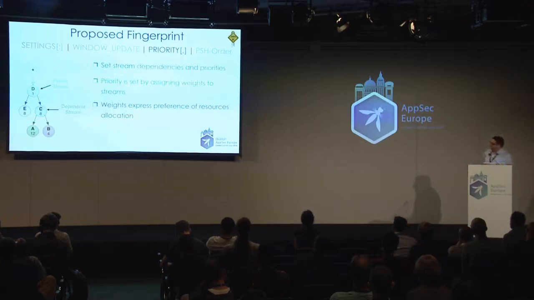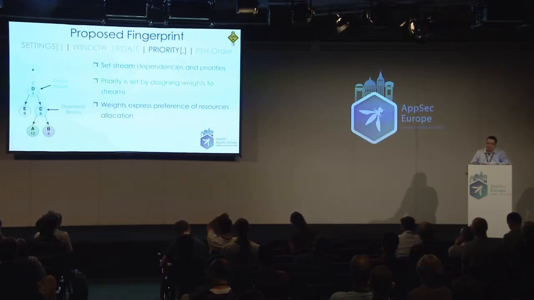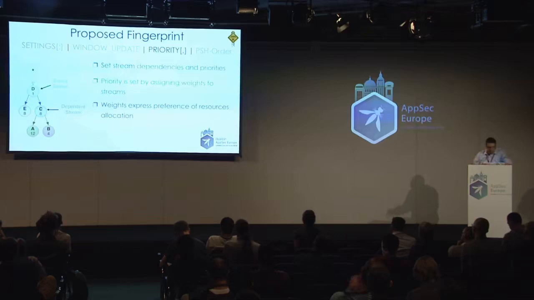Like in this example, he would say, first, please send everything you have on stream D. Once you're done with stream D, which is the parent stream, please go to stream E and stream C. You have those weights, those numbers, which are 8 and 8, which mean 50%, allocate 50% of your available resources to stream E and then to stream C. And once you're done with C, only then go to stream A and B. That's something which is allowed by the RFC, and you can see like for A and B, it would be 25% and 75%.